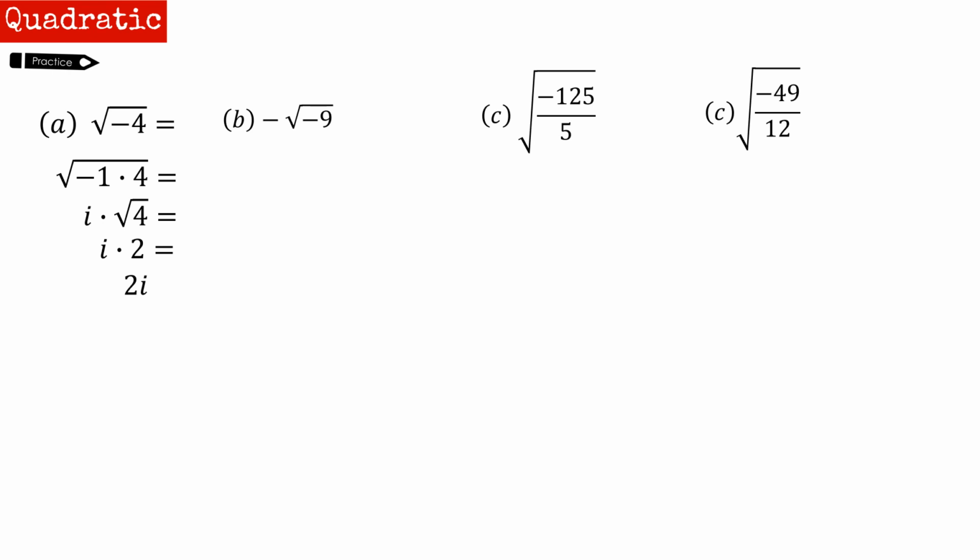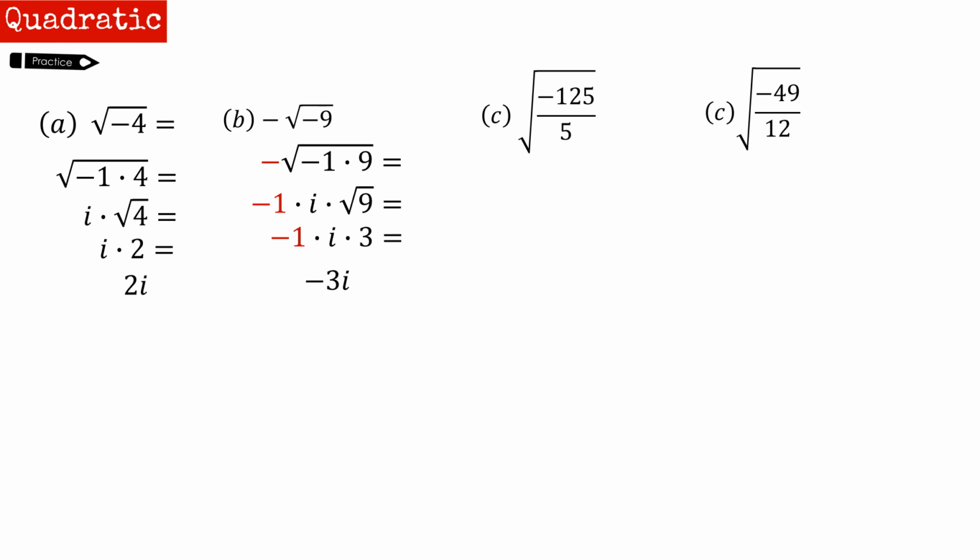For b, negative, the square root of negative 9. The negative stays out front. Then we have the square root of negative 1 times 9. The negative in front is the same thing as negative 1. The square root of negative 1 is i, and then we have the square root of 9. Just like I said for the square root of 4, hopefully you remember that the square root of 9 is 3. Now we have negative 1 times i times 3, which gives us negative 3i.